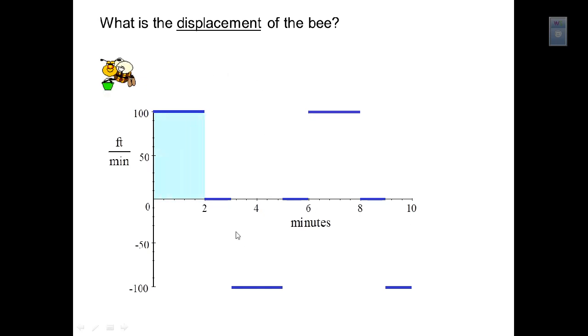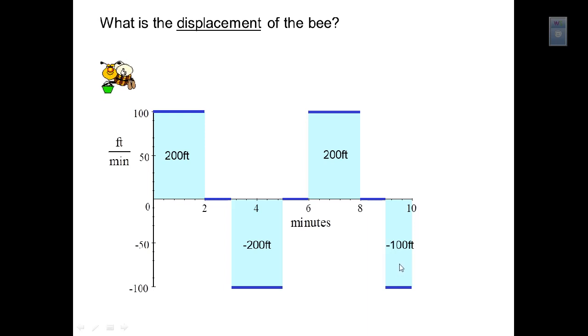So if we go through and do the exact same thing again, we go 200 feet away from the hive, negative 200 feet back to the hive, 200 feet away from the hive again, and then negative 100 feet back from the hive. Where is the bee going to be at that moment, at that 10-minute mark? Well, the bee is going to be 100 feet away from the hive.